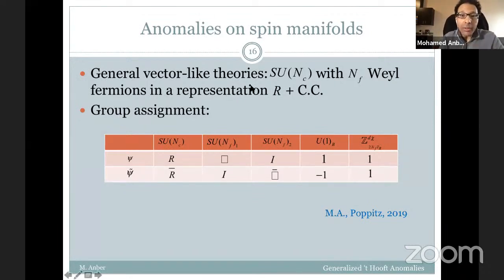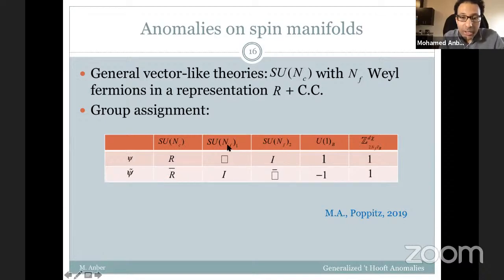Now, what I would like to do is to take this construction and generalize it for any vector-like theory. So I am going to consider SU(N_C) with N_F flavors of Weyl fermions in a representation R plus the complex conjugate fermion. Here I am actually going to concentrate only on complex representations. So this is the group assignment. I have psi and psi tilde. Both of them are left-handed Weyl fermions. Psi, as I mentioned, transforms in a representation R, while psi tilde transforms in the complex conjugate representation.